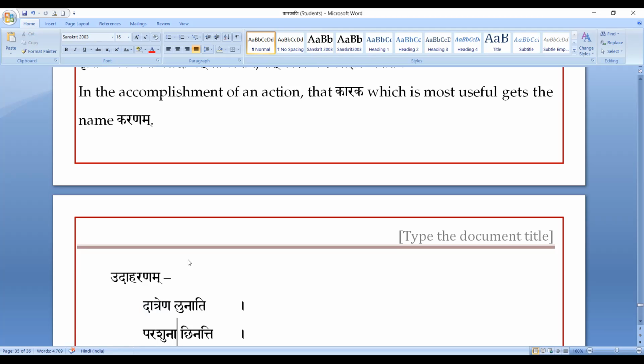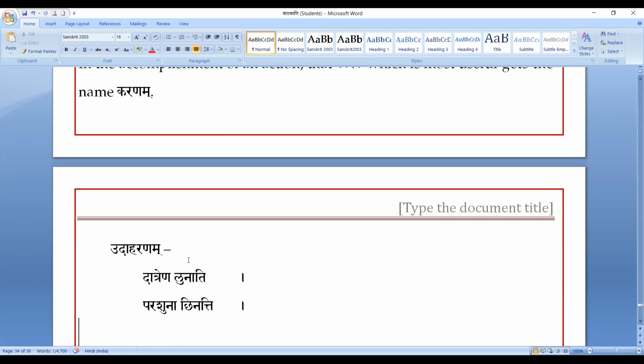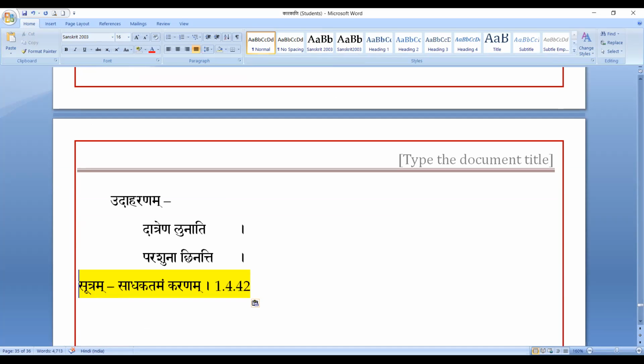Then another important sutra in this Tritiya Vibhakti. Only two sutras I'm going to say. So first sutra is Sadhakatamam Karanam, that which is most helpful in accomplishing an action, will get the Karana sanya, and therefore Tritiya Vibhakti. And the next one is another important sutra. These are the two important sutras in Karana. This is not in the PDF file. That's why I'm typing this.